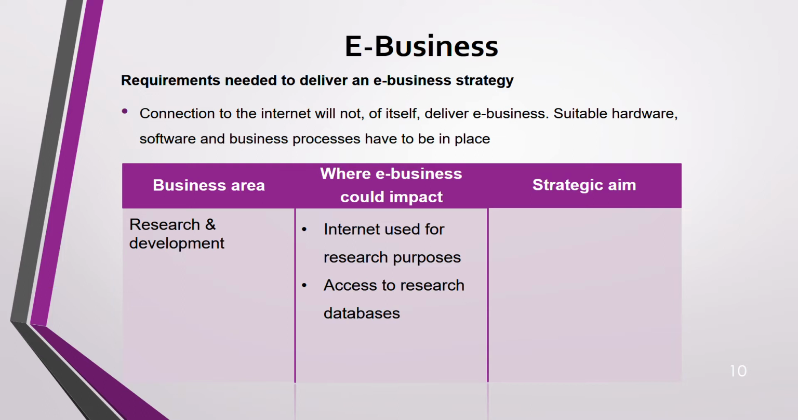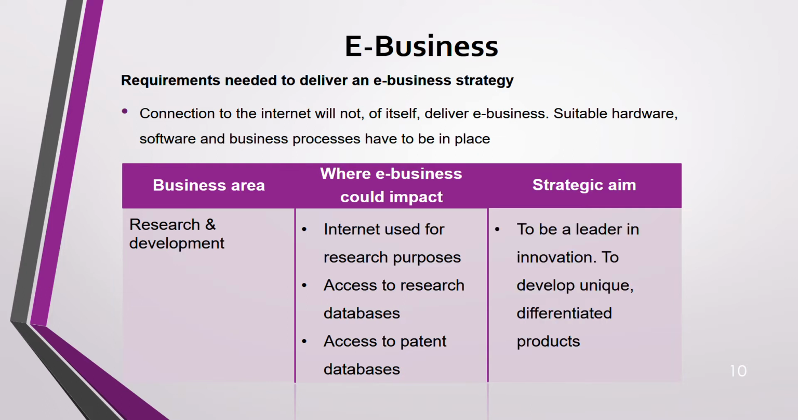Now the second way e-business has had an impact is access to research databases. Now you have huge access. Just Google it. YouTube is there. Google is there. Thousands and thousands of articles you will get on a particular topic if you are researching. So you can just sit at home and do your research and development. Access to patent databases. Earlier, it was hard to get patent databases. Now it's very easy. The strategic aim is what?